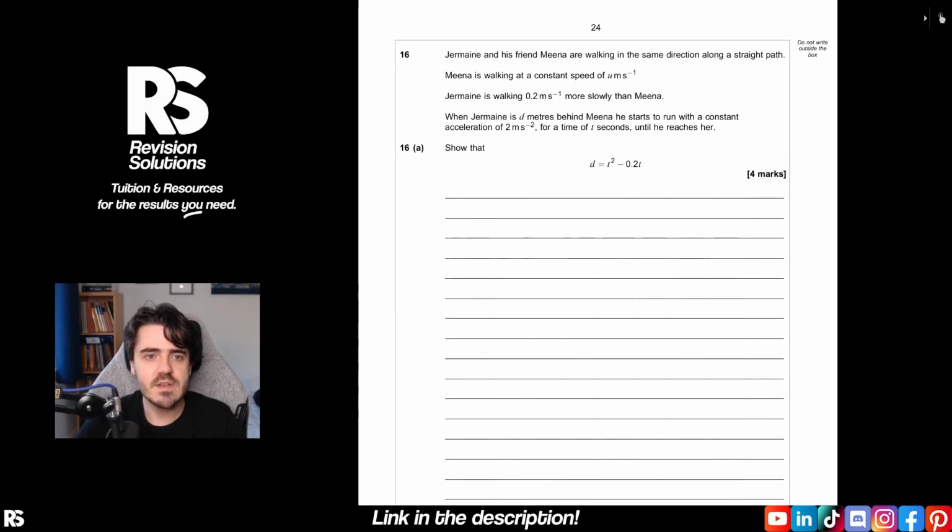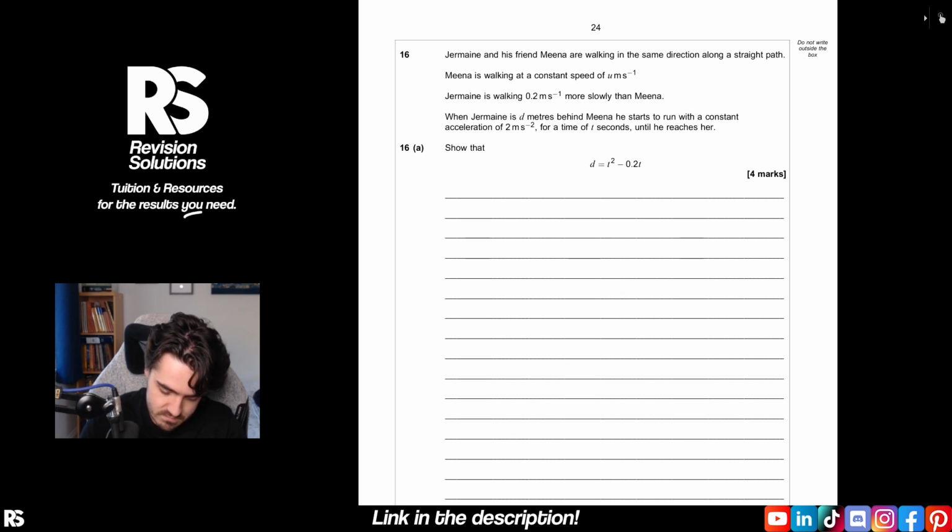Question 16 now says, Jermaine and his friend Mina are walking in the same direction along a straight path. Mina is walking at a constant speed of u meters per second. Jermaine is walking 0.2 meters per second more slowly than Mina. When Jermaine is d meters behind Mina, he starts to run with a constant acceleration of 2 meters per second squared for a time t seconds until he reaches her. So there's a lot of information there.